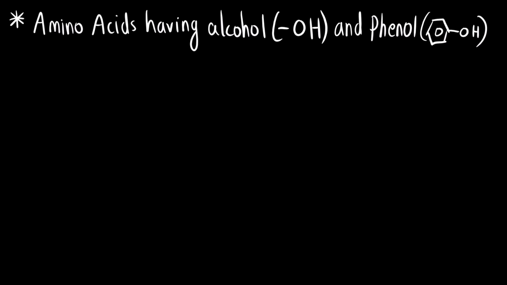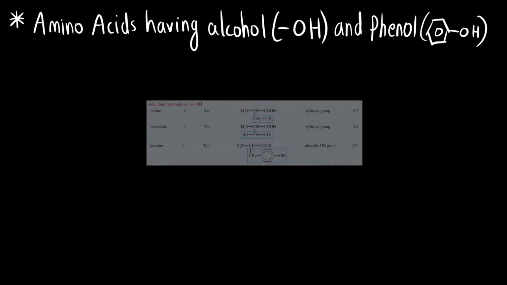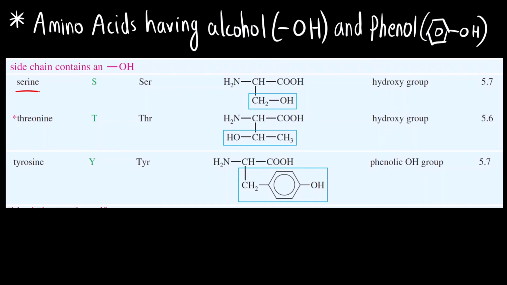Now amino acids having alcohol and phenol. Having alcohol, there are two amino acids. One is serine and another is threonine. So these side chain structures you can remember. This is very important. CH2OH, and then here it is at the first position. Here there is OH. Both have a hydroxy group, or we can say alcohol.